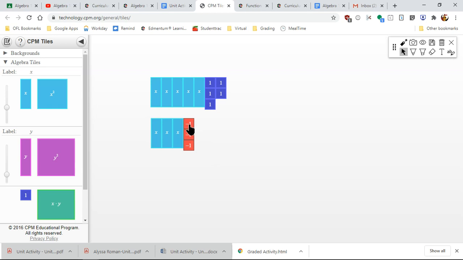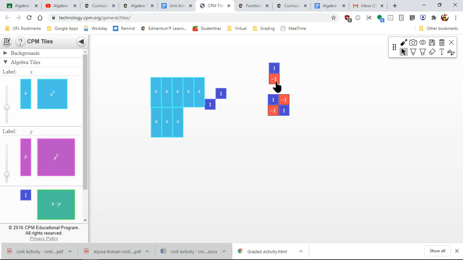What happens here is these negatives and these positives kind of cancel out. So I can take these. These are going to end up canceling each other out. You can put them whichever way you want, but just show that they're canceling each other out. So our answer is this.